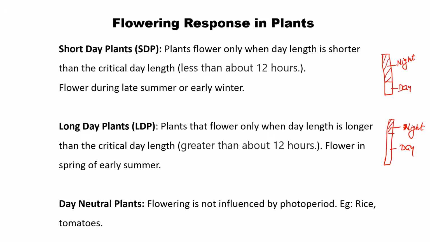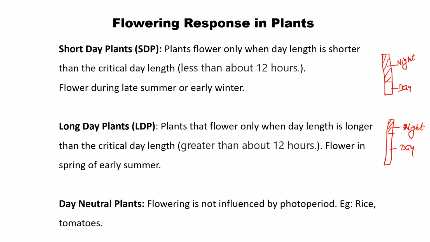Next is day neutral plants. Day neutral plants' flowering is not influenced by photoperiod. It does not depend upon the length of day or night. Examples are rice and tomatoes.